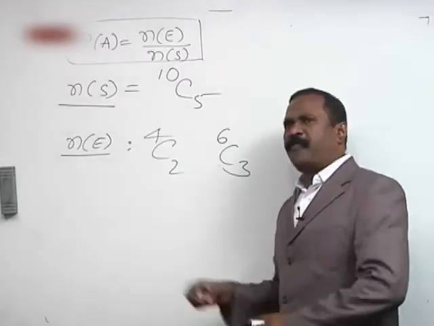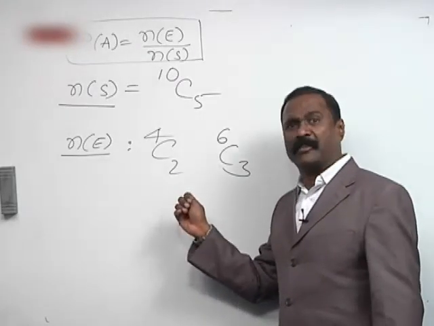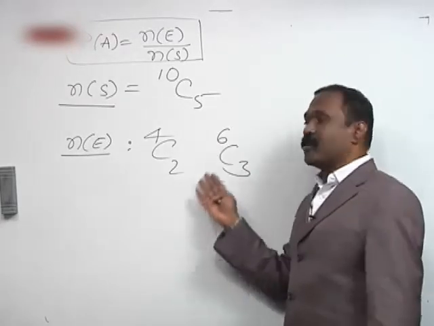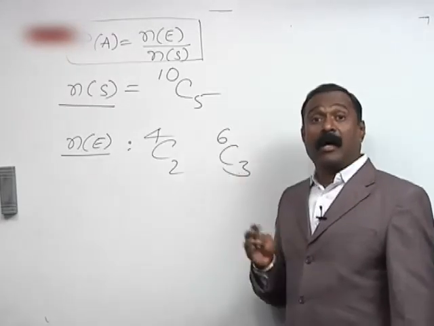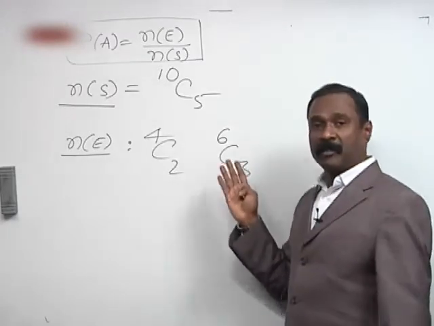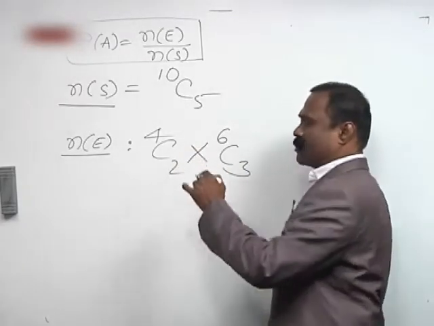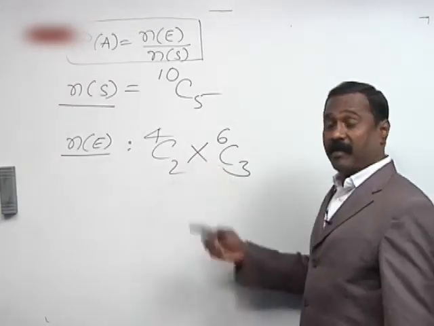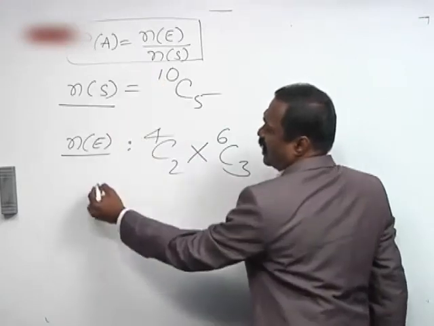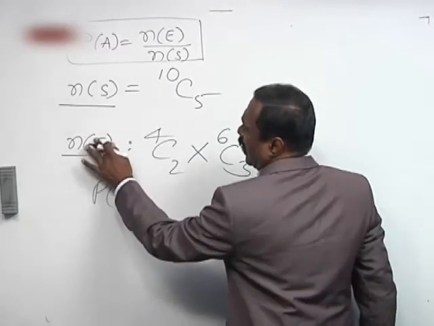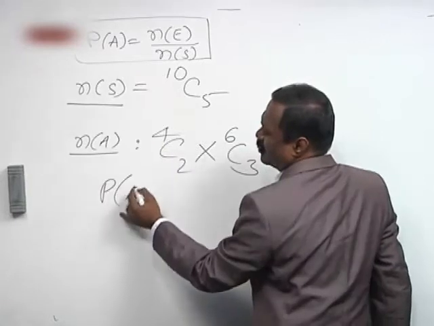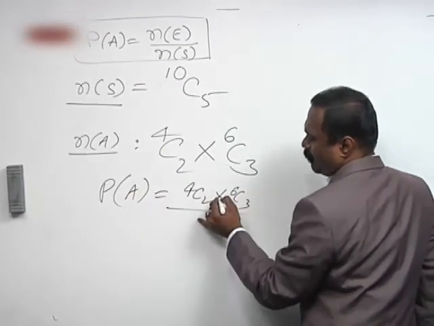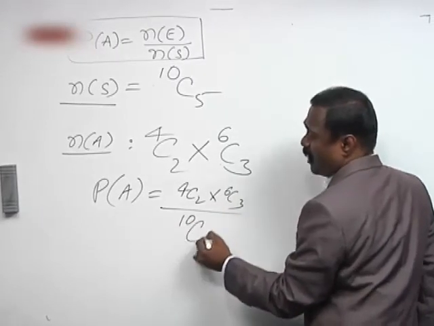First operation performed in 4C2 different ways, getting 2 defective items exactly. And second operation, getting 3 non-defective items from the 6 non-defective items. Second operation performed. By the principle of counting, we multiplied. So this is the favorable number of outcomes, and the total number of outcomes is this. Therefore, let me say this is event A. P of A is nothing but 4C2 into 6C3 upon 10C5.